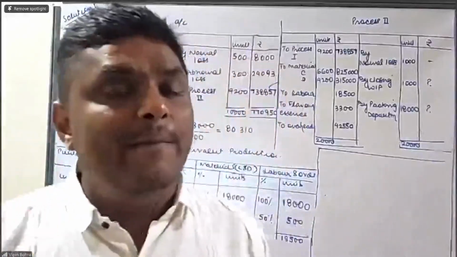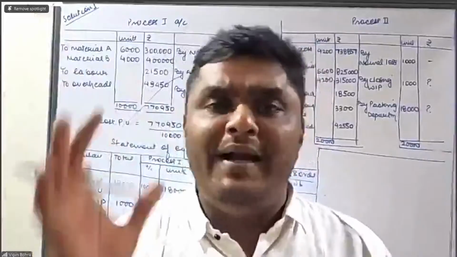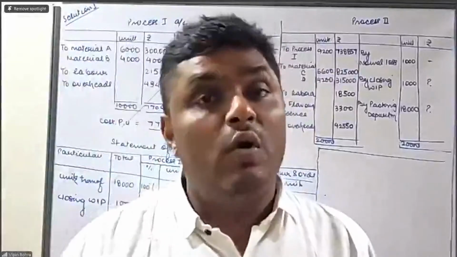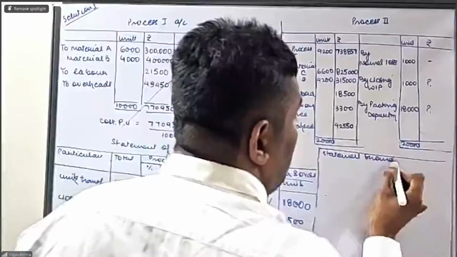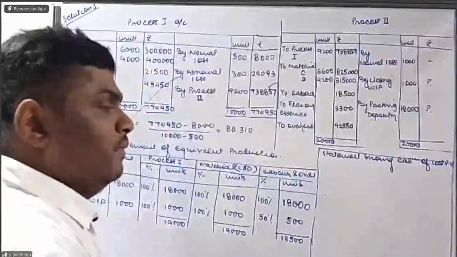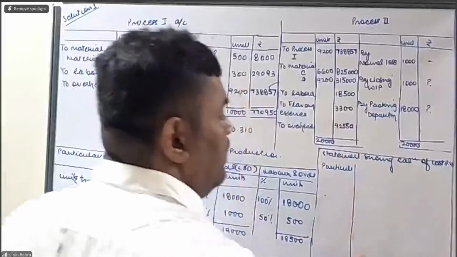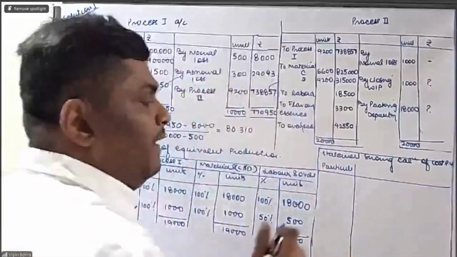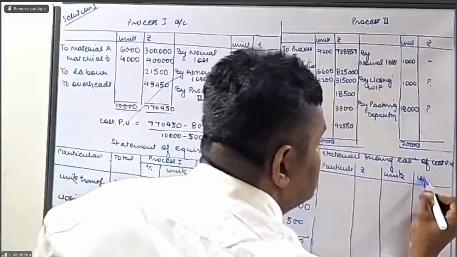Now the next step, again, we are following the same pattern we used while solving the regular questions. Again, I request you guys to check my recorded session. I have followed a particular, uniform pattern in all the questions. Once the statement of equivalent production is completed, the next step is to calculate the cost per unit. So, statement showing calculation of cost per unit. Let's prepare a statement. Particulars, that is the cost related to what element, then total amount, units, and cost per unit.